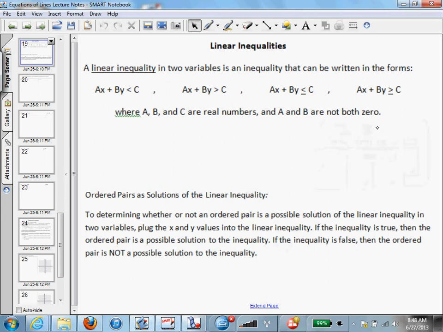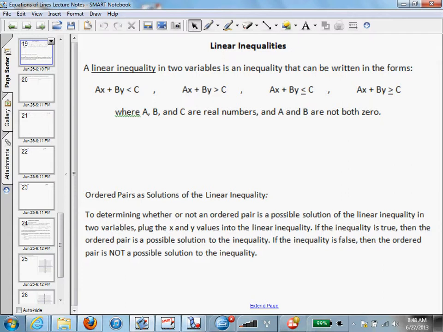Hello and welcome to a discussion on linear inequalities. These are inequalities in two variables that can be written in these four forms, where a, b, and c are real numbers and a and b are not zero.